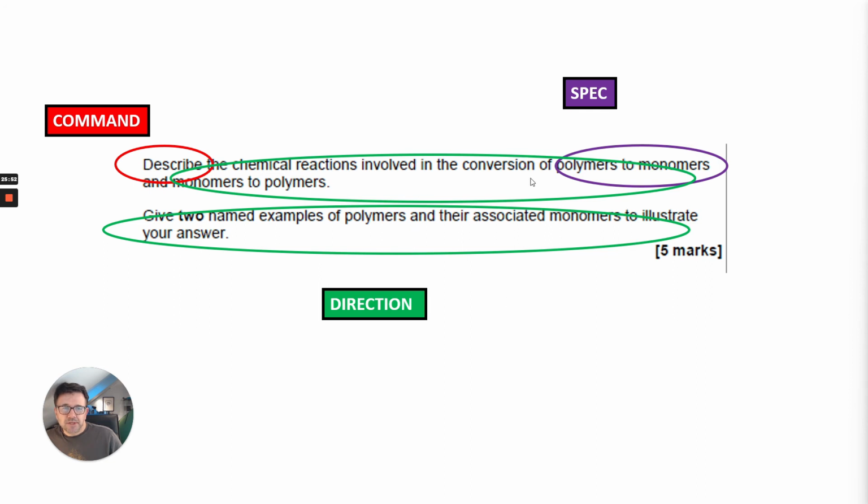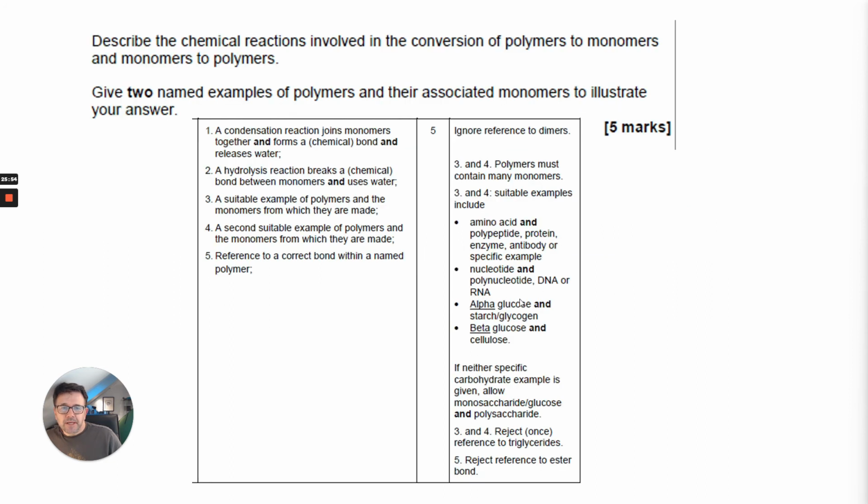So it's not just straightforward. So the kind of answer they're looking for is to talk about condensation and hydrolysis reactions and then giving suitable examples, as you can see in the answers there. Okay. Also, you need to give a reference to a correct bond within a named polymer. It can be any named polymer in that respect. OK, so there you go. It's not about, obviously, triglycerides.